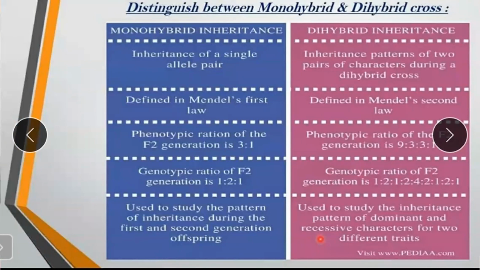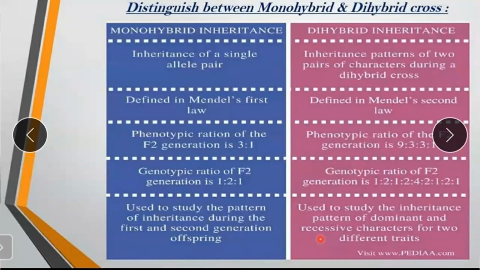And monohybrid inheritance is defined in Mendel's first law, and dihybrid inheritance is defined in Mendel's second law. Then in a monohybrid cross, the phenotypic ratio of the F2 generation is 3 is to 1. In dihybrid inheritance, the phenotypic ratio of the F2 generation is 9 is to 3 is to 3 is to 1. The genotypic ratio of the F2 generation in monohybrid is 1 is to 2 is to 1. In dihybrid, the genotypic ratio of the F2 generation is 1:2:1:2:4:2:1:2:1, meaning a total of 9 types.